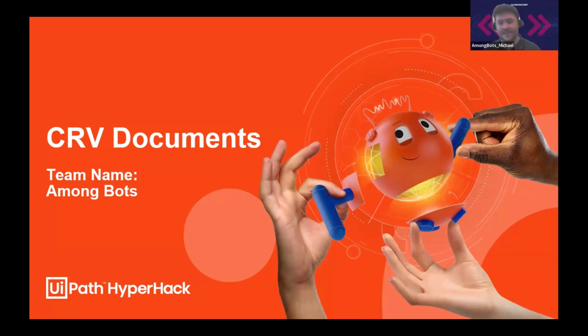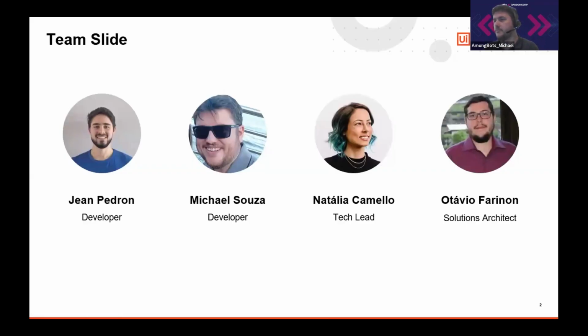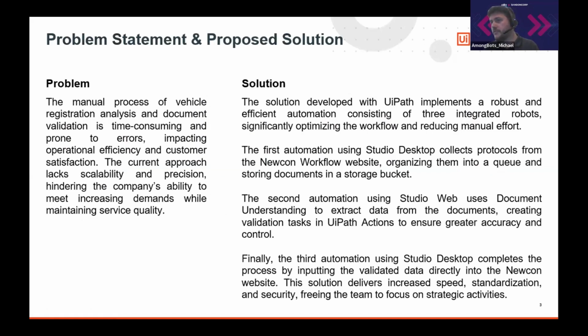Hello, everyone. We are Team Among Bots, and we are excited to be here today presenting our project, CRV documents. Our team is Jean Pedron, Michael Souza, Natalia Camelo, and Otávio Farinon, who is here with me today. We chose to focus on the CRV documents data extraction process because it was identified as time-consuming and prone to errors, directly impacting operational efficiency. For context, a CRV document contains the registration information of a vehicle in Brazil, including the owner's and the vehicle's details.